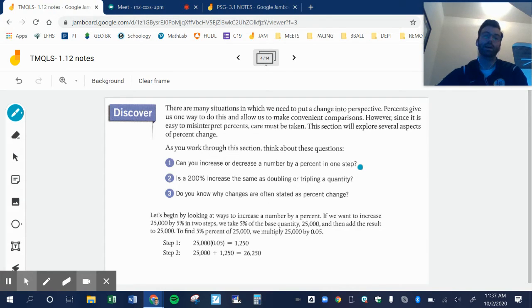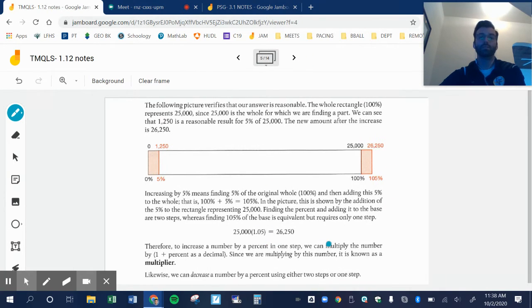This outlines the 2-step process. The 2-step process logically makes more sense to me. However, it takes longer. Obviously, it's 2 steps as opposed to 1. So we want to get in the habit of using the 1-step process. In the 2-step process, all I do is take 5% of my initial amount and then add whatever that was to the initial amount. In the 1-step process, if it's a 5% increase, increasing by 5% means finding 5% of the original.